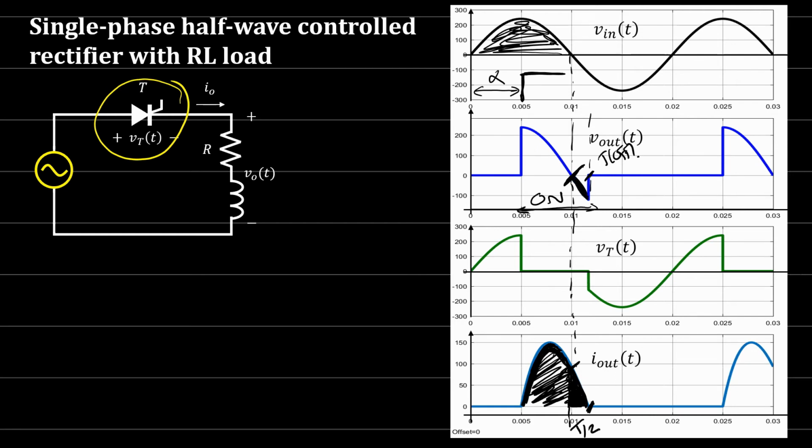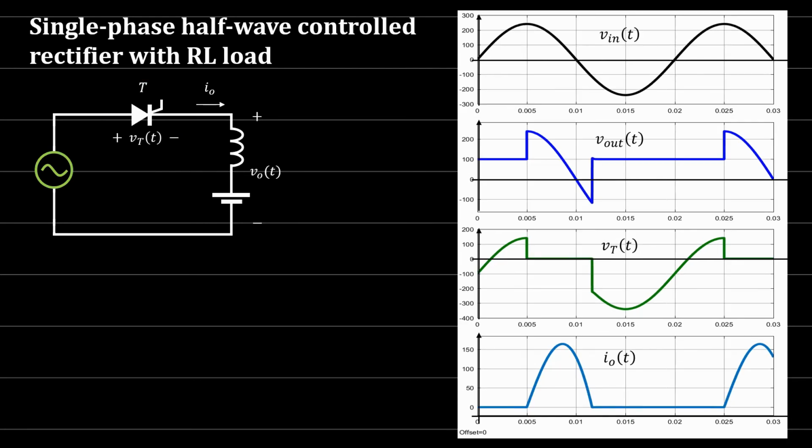Now let's have a look at a load similar to this, but with a battery. We have an L load and a battery. For example, you want to charge a battery. So here we have the same behavior, but we need to take into consideration the voltage difference. If this is 100 volt, for example, then you have to make sure that the voltage across the thyristor must be larger than 100 volt. Otherwise this will not conduct.